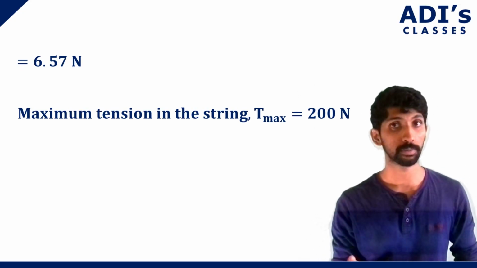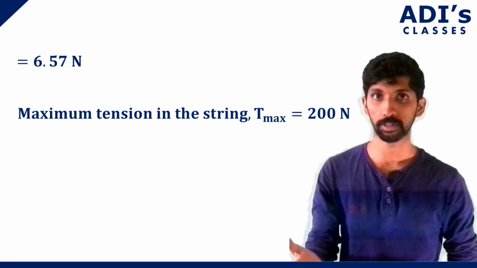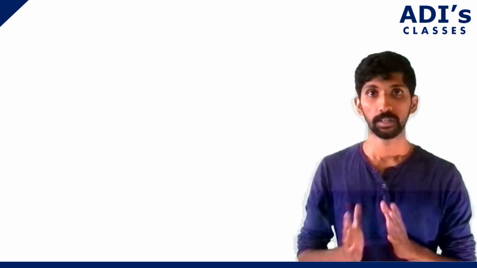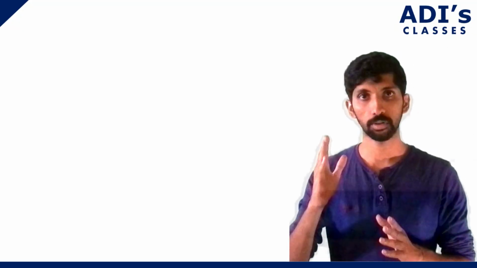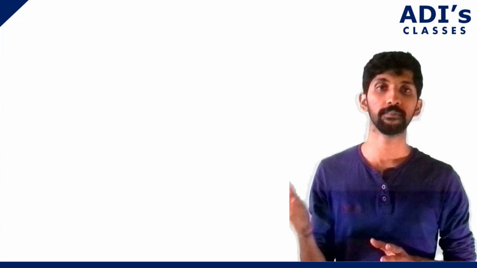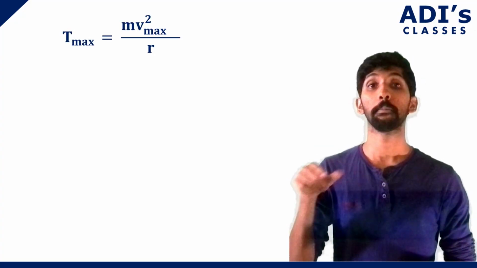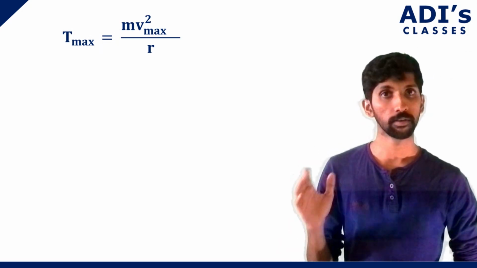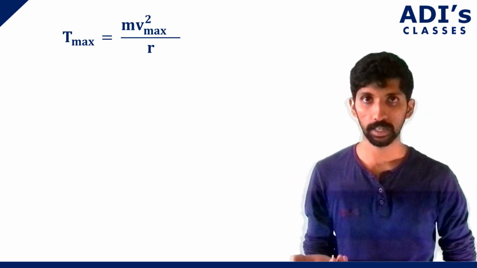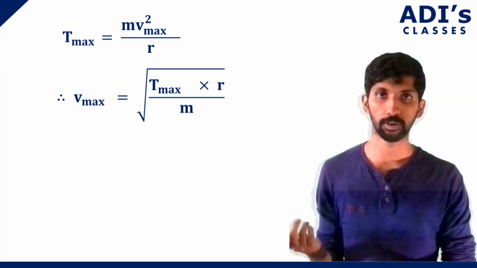So the maximum tension in the string, what was it given to be? 200 Newton, correct? That was given to be 200 Newton. So when it comes to maximum tension, actually speaking, it is m v max square divided by r, because it is the maximum velocity. So make v max the subject of the formula.